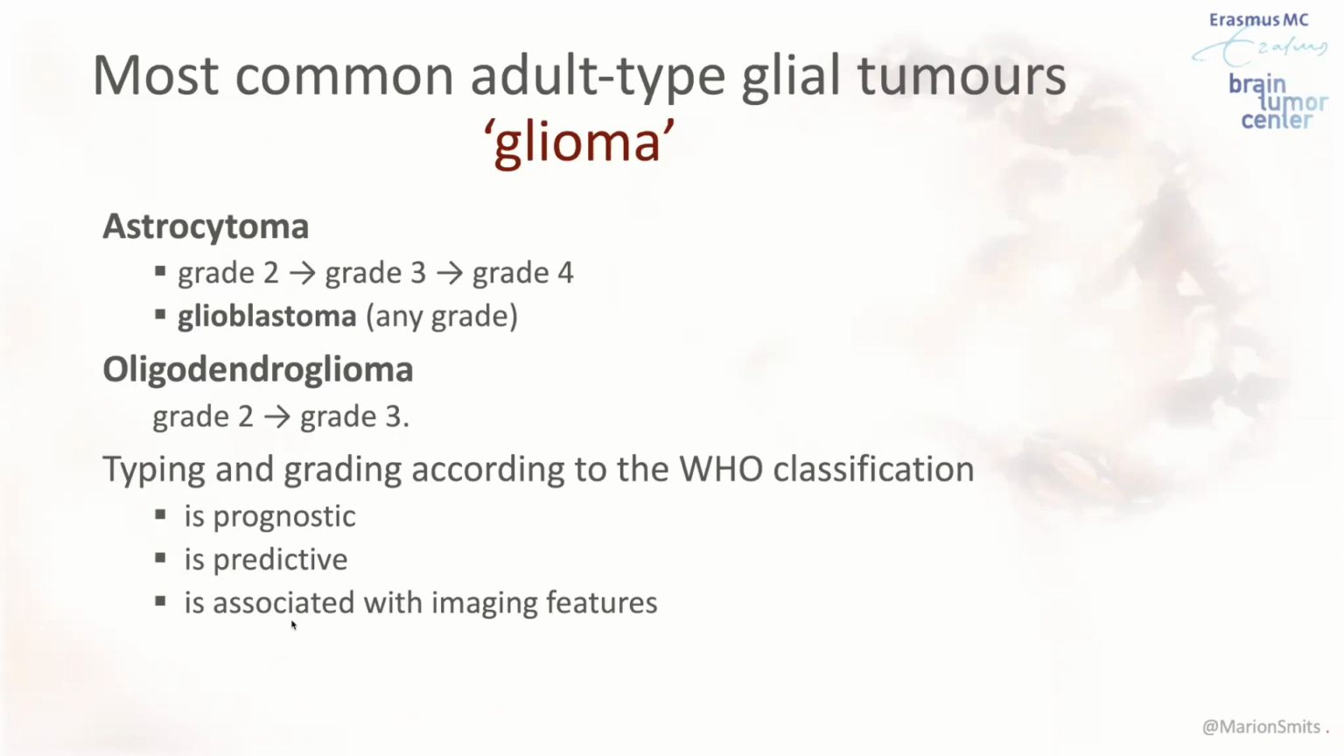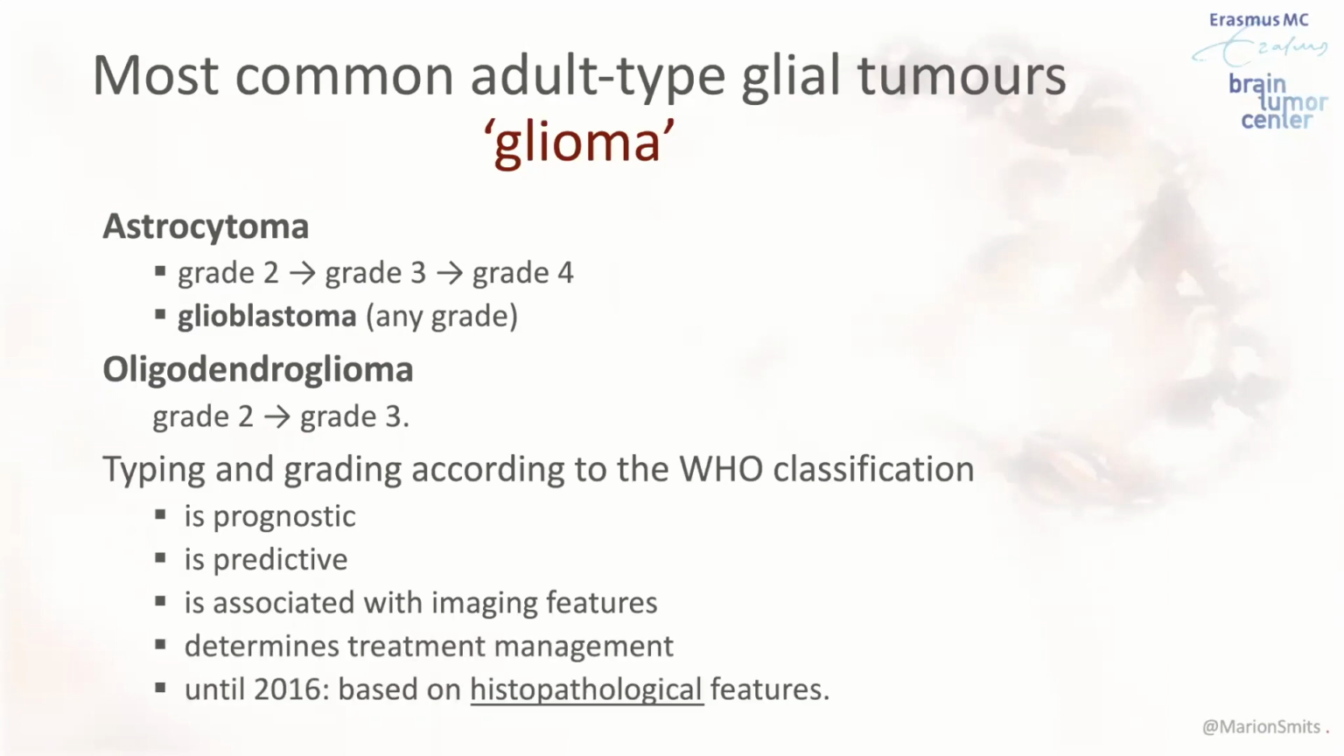And it's associated with imaging features. So a lot of these tumors we can actually, to a certain extent, type and grade with imaging. It determines the treatment management. And until, like I said, 2016, when there was really a revolution in the classification, this was solely based on histopathological features. And now we're using a lot of molecular features. Hence, we're still in a transition phase, so there's a lot of confusing terminology here.